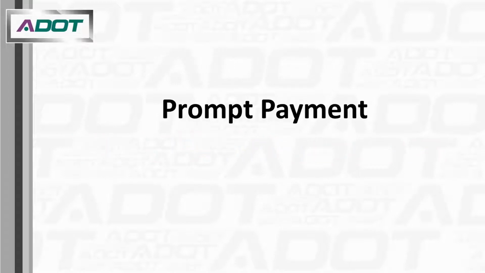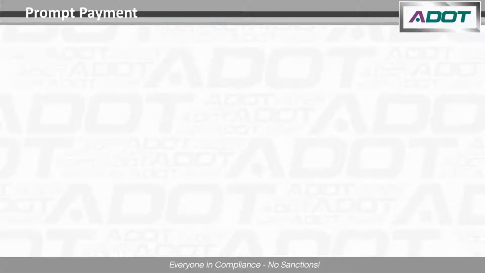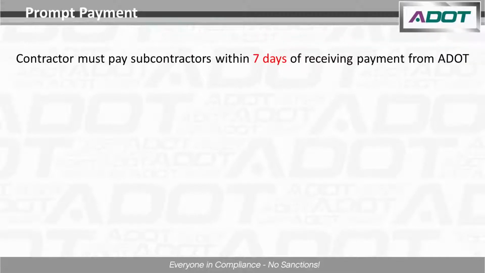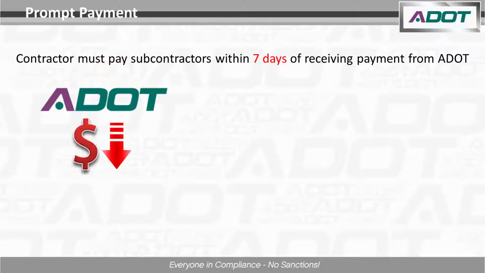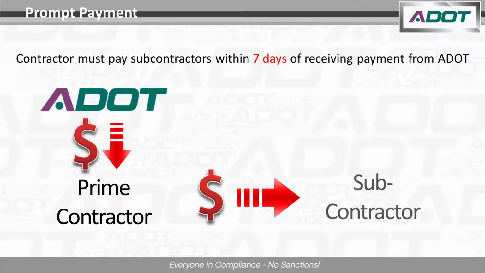First, let's talk a bit about prompt payment and payment reporting. Note that both prompt payment and payment reporting do not only apply to DBEs. Once the contractor receives payment from ADOT, the subcontractors, both DBE and non-DBE, must be paid within 7 days.